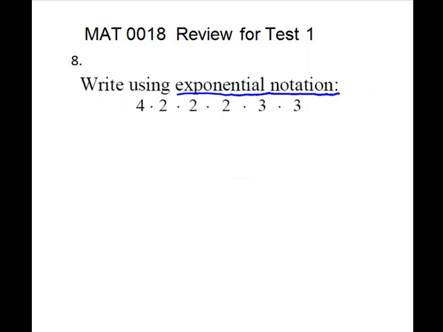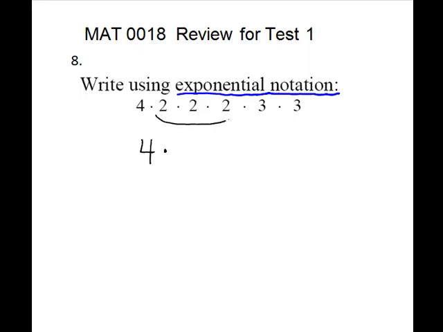Our next problem asks us to write using exponential notation. You have to watch your directions. It does not say evaluate or work it out. It says write it with the exponents. So we're going to look for each different base. So first I have a 4. And I only have one copy, so I'll just leave it. I don't have to write the one copy.